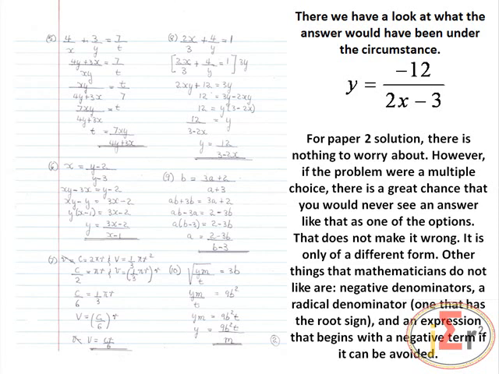Other things that mathematicians do not like are negative denominators, a radical denominator, that is one that has the root sign, so they do not like to have the root sign in the denominator, and an expression that begins with a negative term if it can be avoided. Mathematicians do not like to begin an expression with a negative term if it can be avoided.